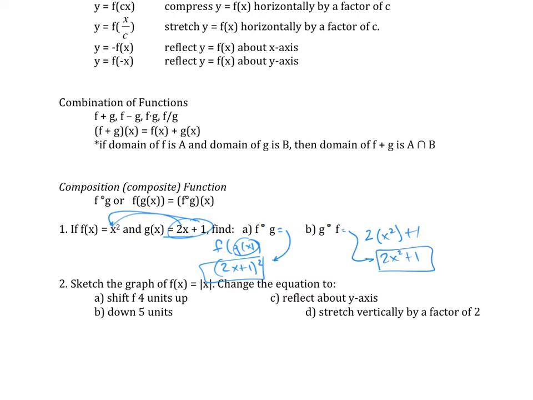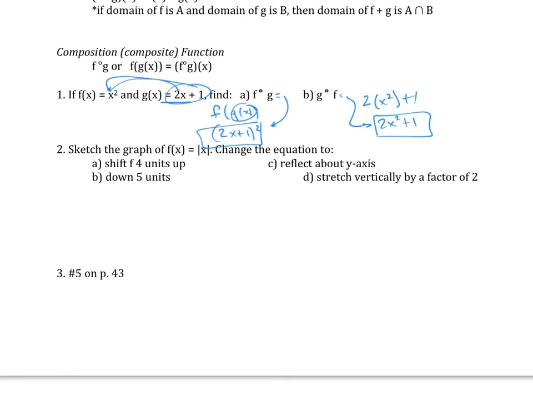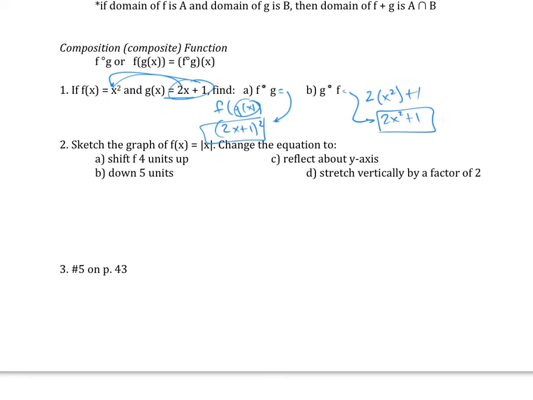Okay, let's take a look at a couple of these stretching and compressing. It says, sketch the graph of f of x equals the absolute value of x. Change the equation to reflect a shift of f: a, 4 units up; b, 5 units down; c, reflect about the y-axis; and d, stretch by a factor of 2. So sketching this graph real quick, I will do it on the side over here, and it's an absolute value function, so it will look like a V like this.